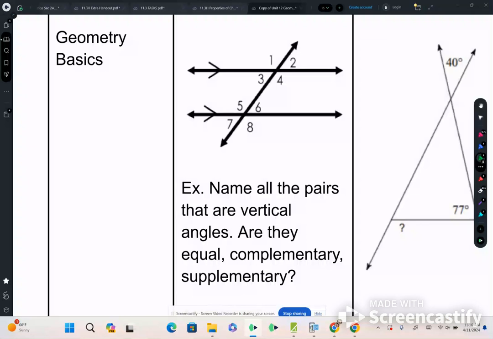Remember, vertical angles are the ones that are formed when two lines cross. So as we look, we know that our vertical angles are 1 and 4, 2 and 3, 5 and 8, and 6 and 7. So again, vertical angles are the angles that are across from each other when two lines intersect.